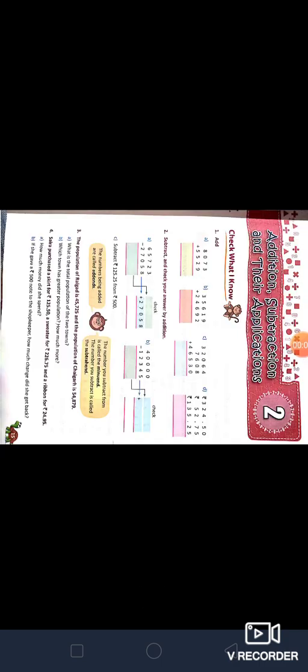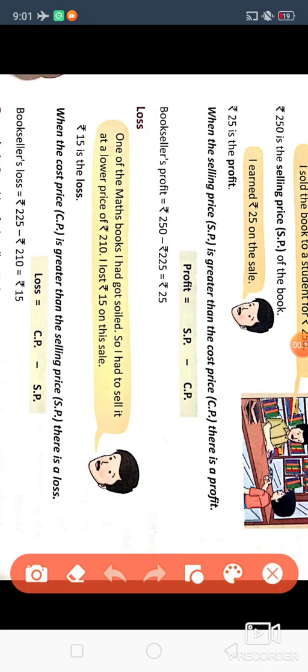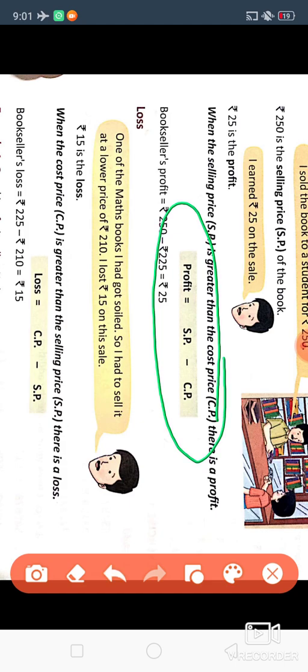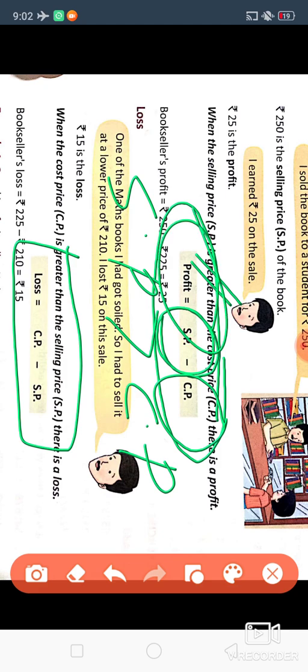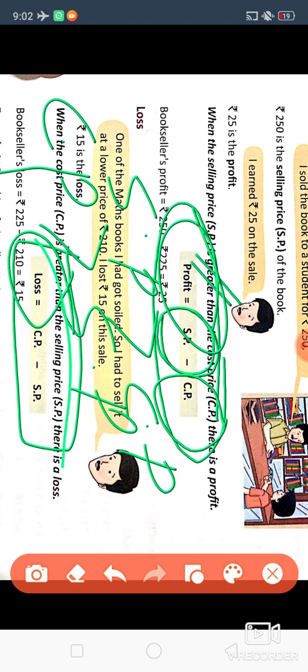So, we are going to study maths, and this is your second chapter. Once again, I would like to remind you these two formulas: profit is equal to SP minus CP, and loss is equal to CP minus SP. And what is profit? When will you get profit? When you sell at a higher price. SP will be more, and CP will be less. When SP is greater than CP, there will be profit, and when CP is greater than SP, there will be loss, and loss is equal to CP minus SP.